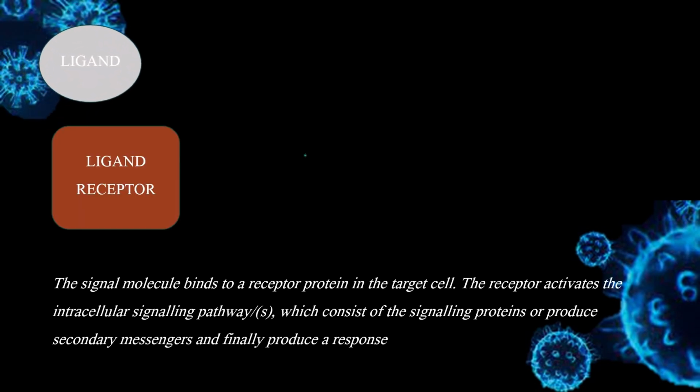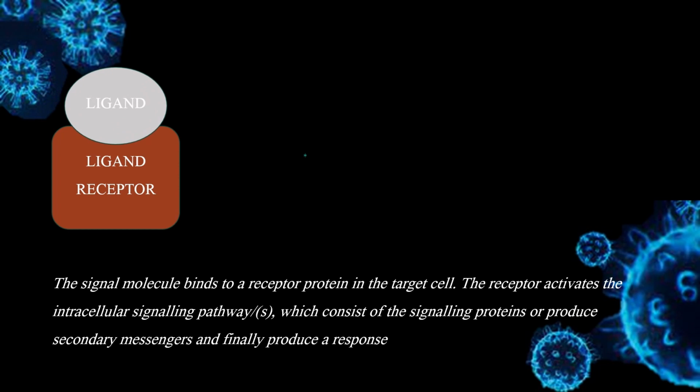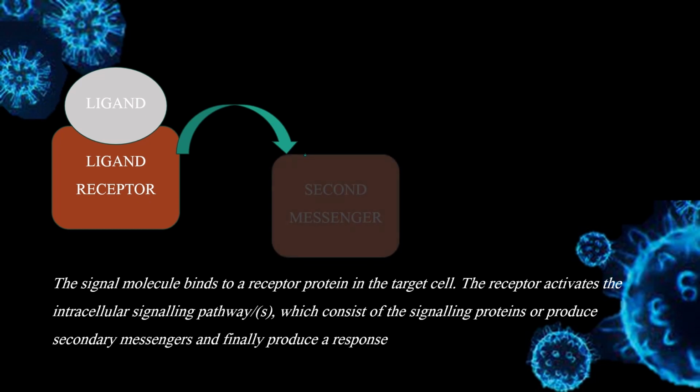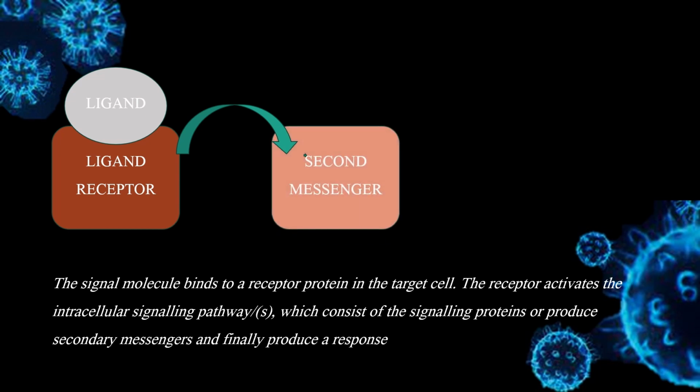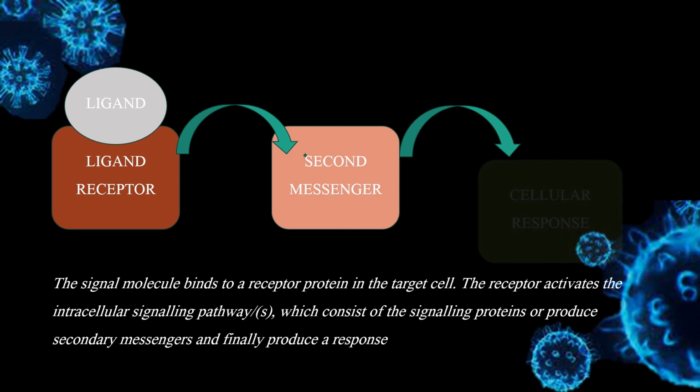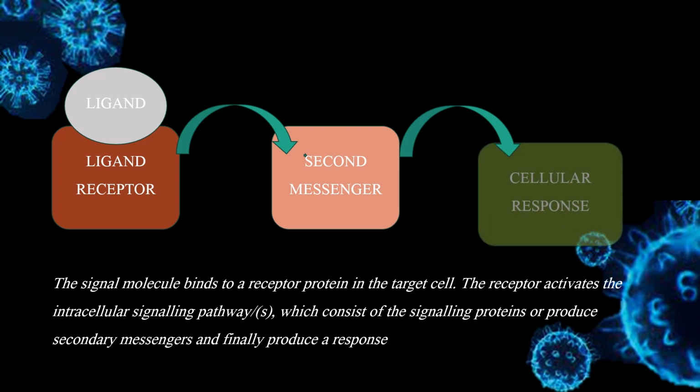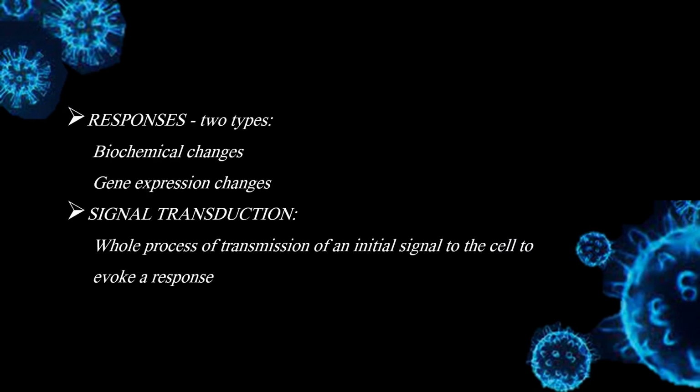So in short, there is a signal molecule and the signal molecule will bind to a receptor protein in the target cell, and the receptor activates the intracellular signaling pathways which consist of signaling molecules, or they produce secondary messengers, and further they finally produce a cellular response. The responses are of two types: biochemical changes or gene expression changes. Another term related to cell signaling is signal transduction. It can be defined as the whole process of transmission of an initial signal to the cell and evoking a response.